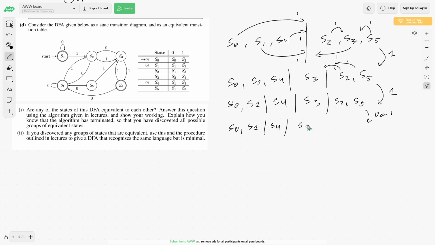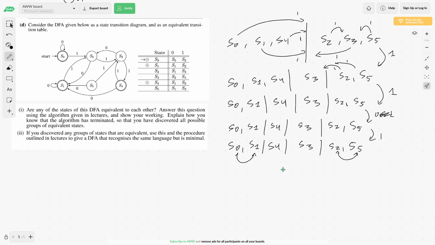So technically what you're supposed to do following the algorithm is try all the characters. So you try a 0, nothing happens, and then you try 1, and again nothing will happen. So then the algorithm terminates, and we can declare that S0 and S1 are equivalent, and S2 and S5 are equivalent. Okay, so these are my equivalent states. And how do we know the algorithm has terminated? Because I tried all the possible characters, I got no more splits.